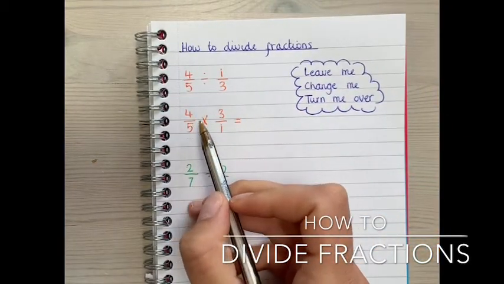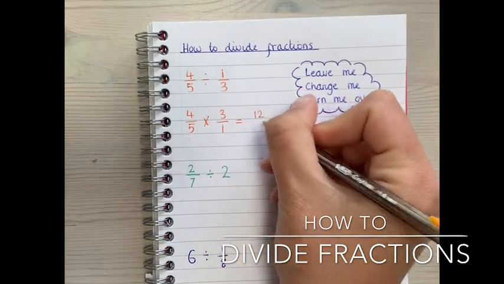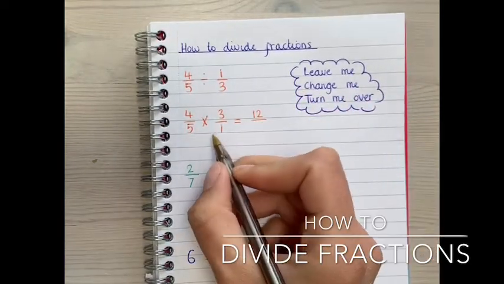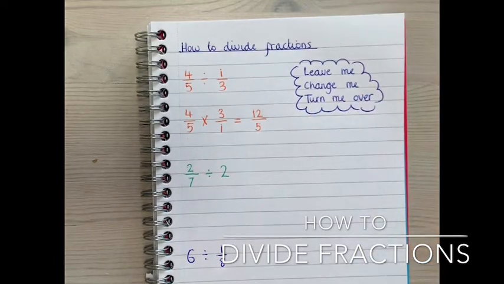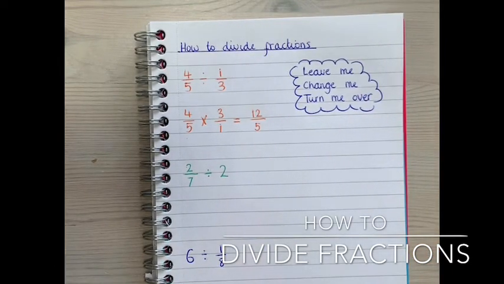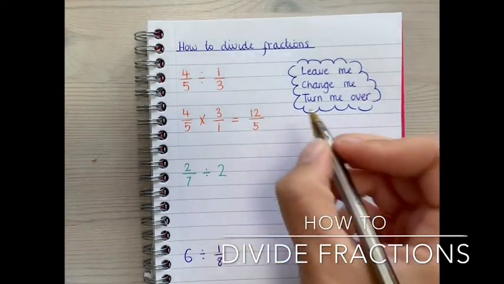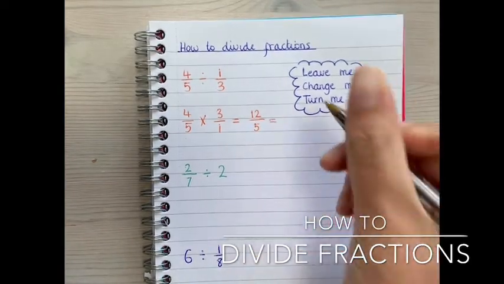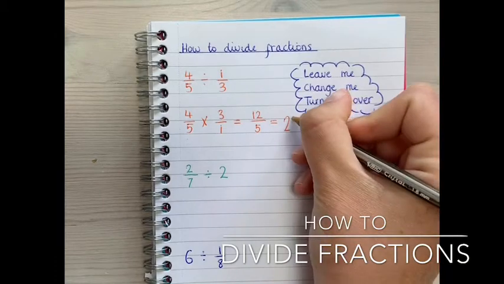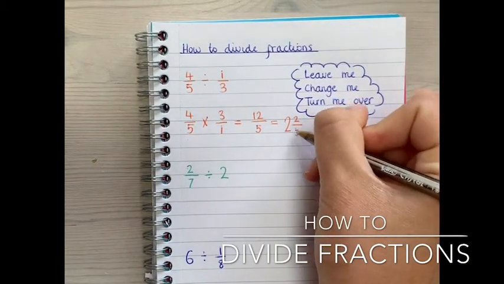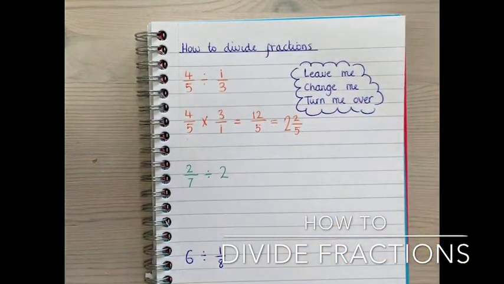So 4 multiplied by 3 is 12. And 5 multiplied by 1 is 5. So we now need to make that into a mixed number. So we need to work out how many times 5 goes into 12, which is 2, with 2 remaining. And then remember, the denominator stays the same.